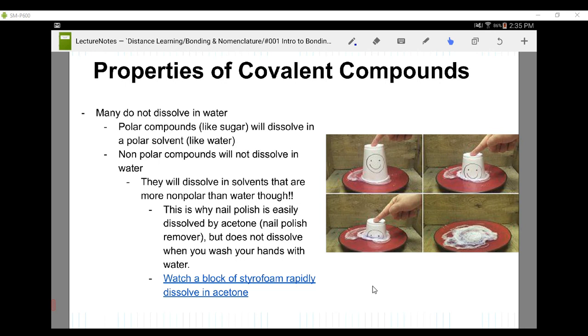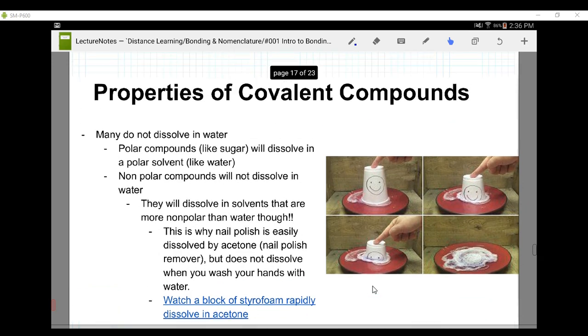However, if you used a non-polar solvent, a non-polar liquid, something like acetone, for example, commonly known as nail polish remover, it can readily dissolve any of those non-polar covalent compounds. For example, if you tried to put acetone into a styrofoam cup, you would notice that your styrofoam cup quickly dissolves into a pile of goop, like this on the bottom right corner here.